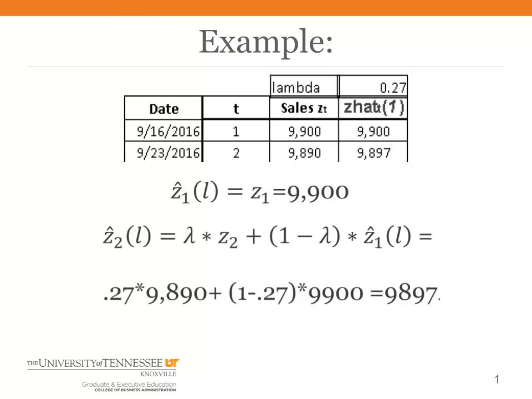We get started by making a forecast in week 1. The forecast that we make in week 1 is just the observation, 9,900. Then week 2 rolls around and we observe a demand of 9,890. We multiply the 9,890 by 0.27. We multiply the old forecast by 1 minus 0.27, and we add those numbers together, and we get a new forecast of 9,897. Note that the week 1 forecast was too high by 10, so we lowered it by 27%, or 0.27, of that amount.